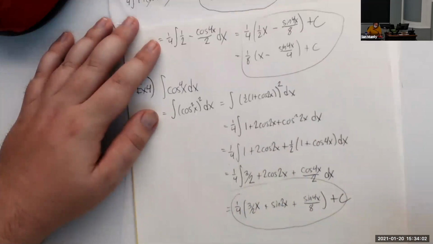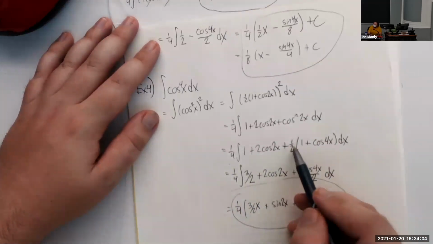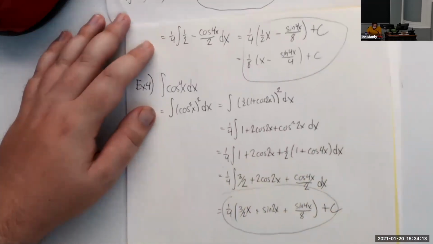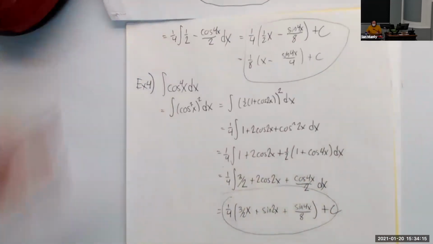All right, how did I get the 3/2? Yeah, so again, my algebra here was I did 1/2 times 1. I distributed here, and I got positive 1/2, and then I added it back over to this one right here. All right, there we go. So we managed to get our integral of cosine to the 4th of x.